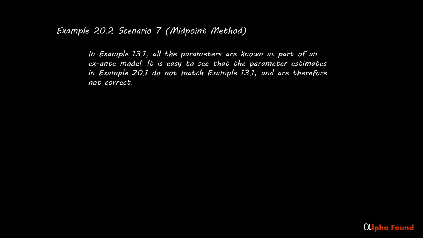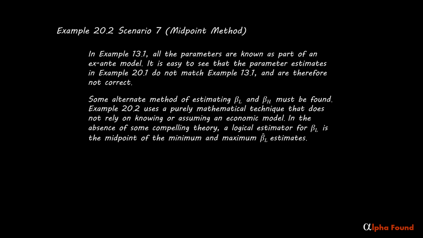Example 20.2, Midpoint Method. In example 13.1, all of the parameters are known as part of an ex-ante model. It's easy to see that the parameter estimates in example 20.1 do not match example 13.1 and are therefore not correct. Some alternate method of estimating the low ideal beta and high ideal beta must be found.